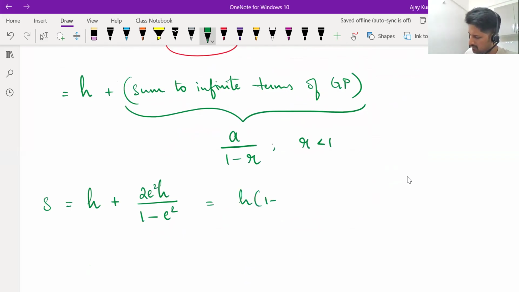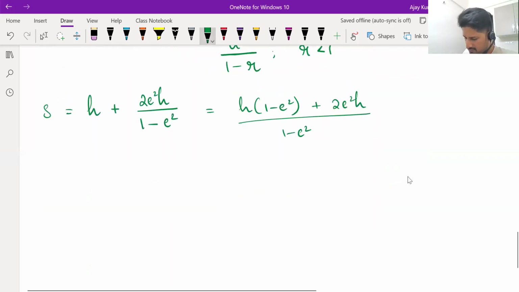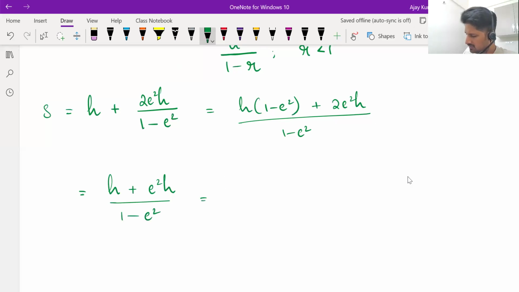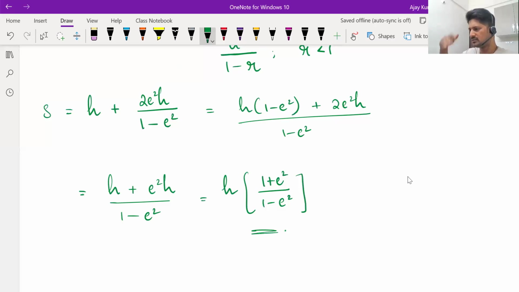It becomes h into 1 minus e square plus 2e square h, whole divided by 1 minus e square. That changes to h minus e square h plus 2e square h, which becomes h plus e square h, divided by 1 minus e square. You can express this as h into 1 plus e square by 1 minus e square. That's the total distance it travels in all the infinite bounces that it does.